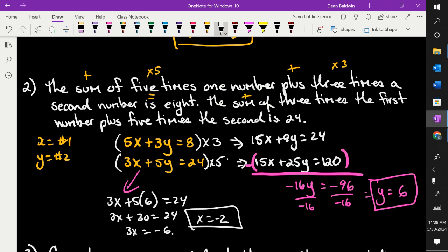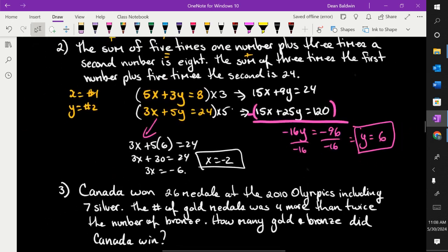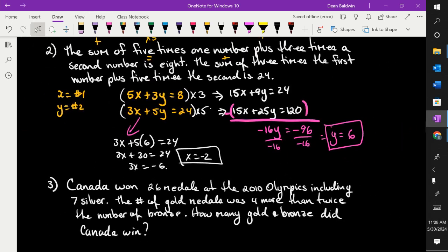Are we okay with that? The hardest part about this is translating the words into the equations. Okay? Another one. I'm going to need you to copy down that question now, please.